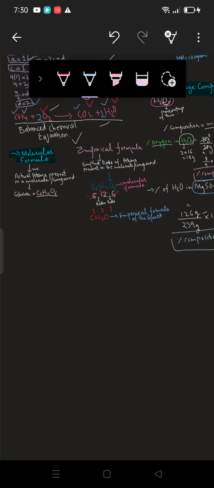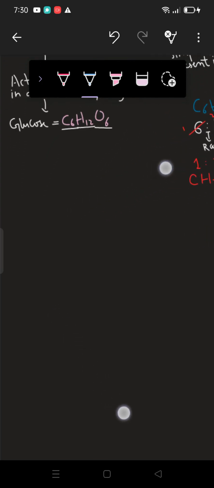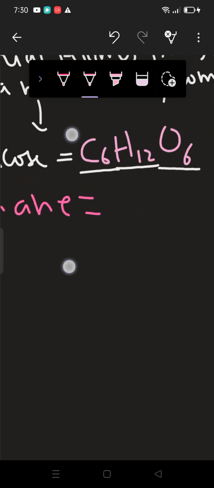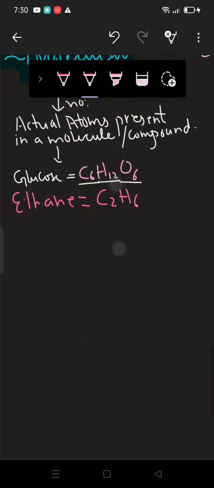We can take an example of something else as well. For example, we have ethane, right? We know the formula of ethane. It is basically C2H6, right? There are 2 atoms of carbon and 6 atoms of hydrogen. So it is basically the actual number of atoms present in the ethane molecule.